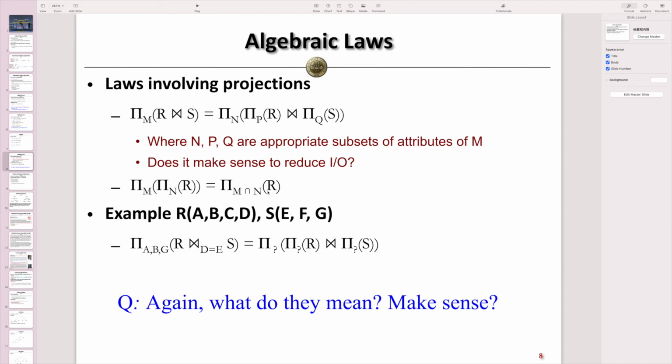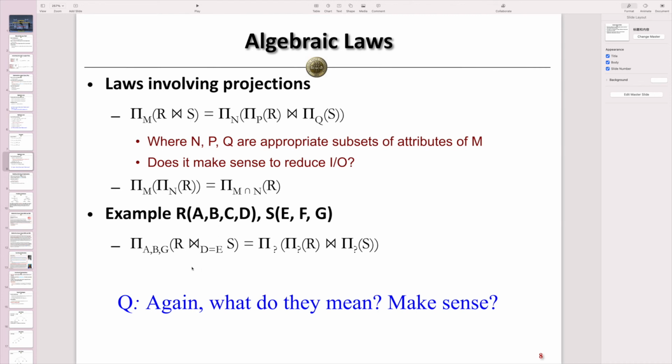Okay, so at the bottom of this page, we also have an example. Let's assume we have two relations R and S. R has attributes A, B, C, D, and S has attributes E, F, G. And we have an expression that is the projection of A, B, G. A and B are from relation R, G is from relation S, and we are working on the join between R and S. The join condition is D equals E between R and S. This is similar to the projection of M on the join of R and S.